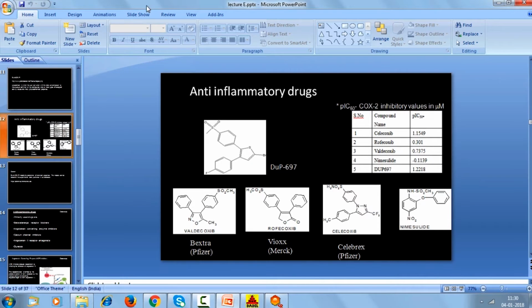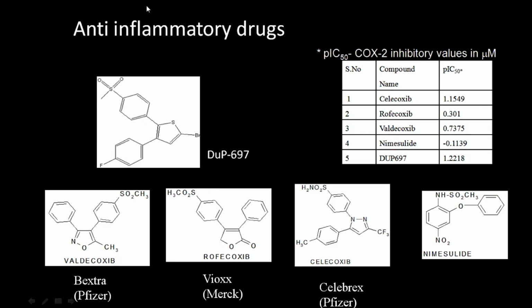Cyclooxygenase comes in the arachidonic pathway of inflammation. I think I talked about it a long time back, okay. These are marketed by companies like Pfizer and Merck: Bextra, Vioxx, Celebrex, DuP-697. These are all very selective, whereas nimesulide is not a selective drug. It binds to cyclooxygenase 2, cyclooxygenase 1 and many other enzymes in the pathway. The activities I took from the literature, okay.